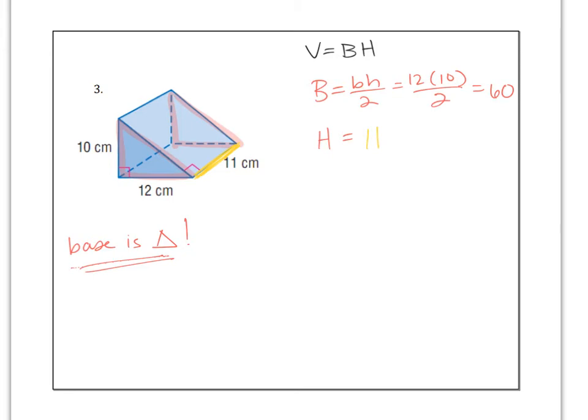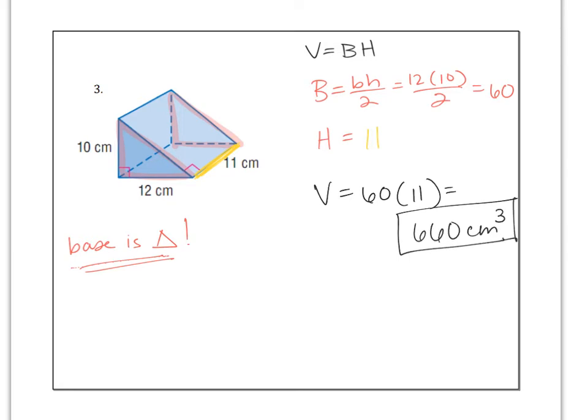Cool. Now we have everything we need, so we can do volume, which is going to be 60 times 11. And 60 times 11 is 660 centimeters cubed. If I filled this thing up with cubes, that's how many cubic centimeters it would take. 1 centimeter by 1 centimeter by 1 centimeter.